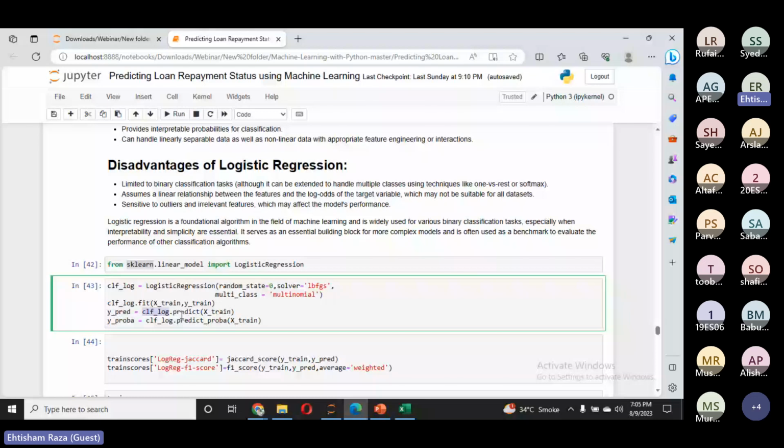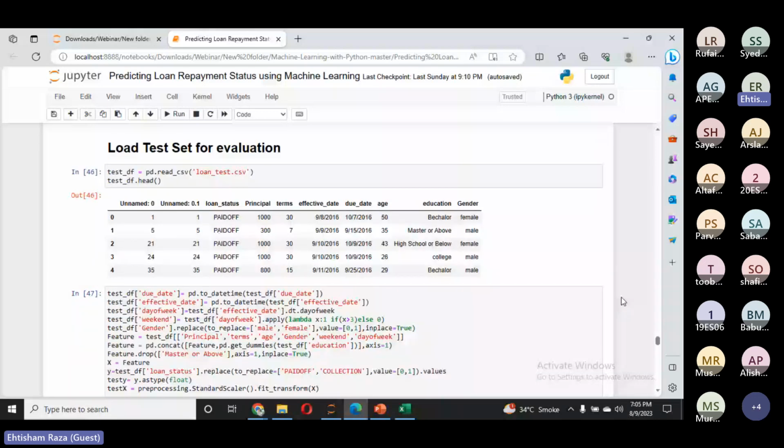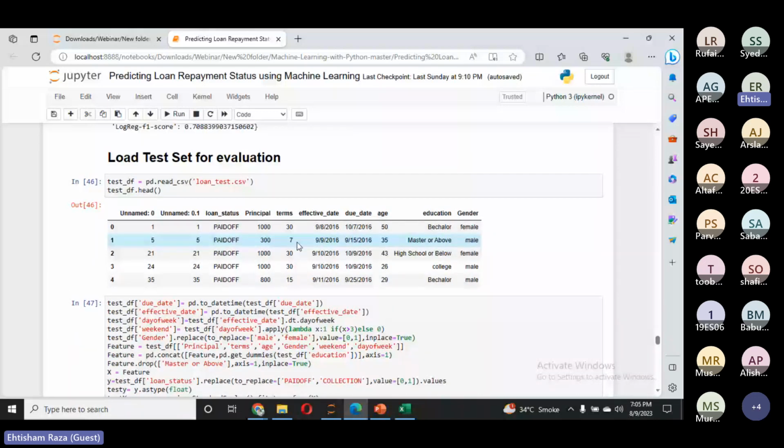So we are loading this data set. We have two files, loan test and loan train. I will provide them to you after this webinar, so you can also run this. We have loan status and the same columns in this one, but the number of rows is smaller as compared to the training data set. So we are just performing the same things which we did above.